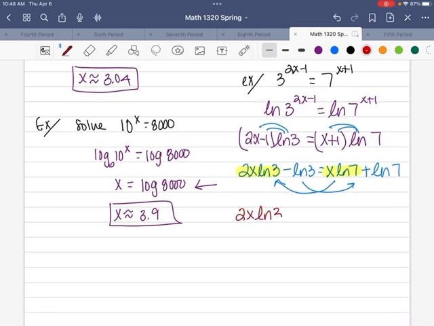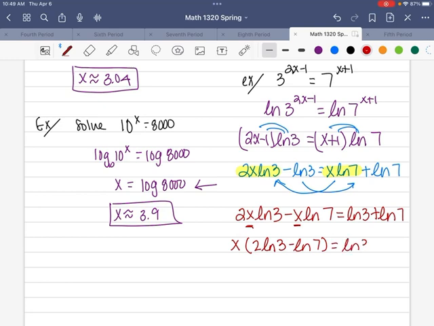2x natural log of 3 minus x natural log of 7, because I moved that over, equals, and then I'm moving the natural log 3 to the other side, so it'll be a positive natural log 3 plus natural log 7. Now we can isolate the x. I can say that the x is like a GCF basically and factor it out. So we're going to factor out the x out here, and I'm left with 2 natural log 3 minus natural log 7 equals natural log 3 plus natural log 7.